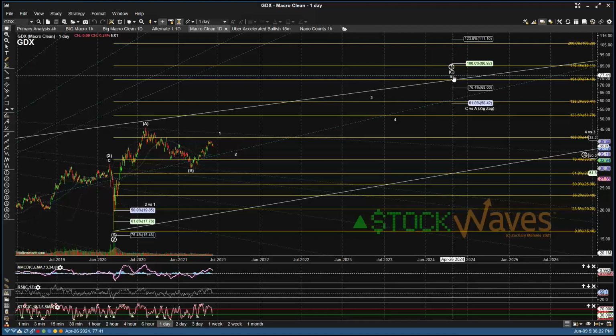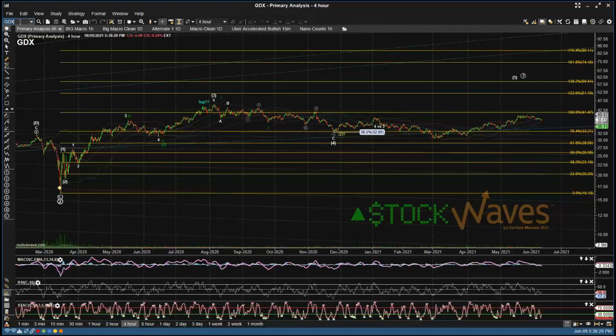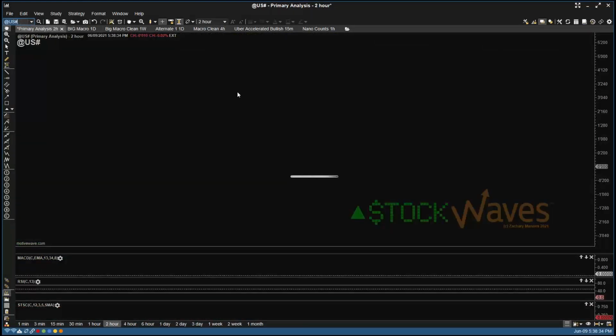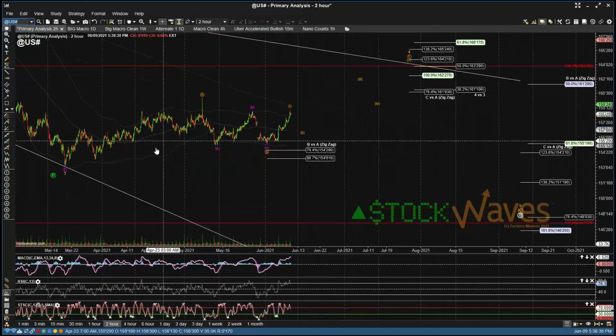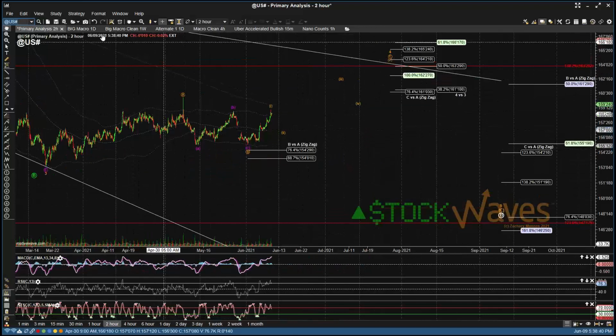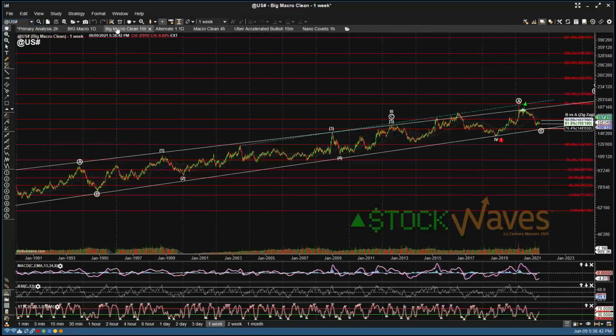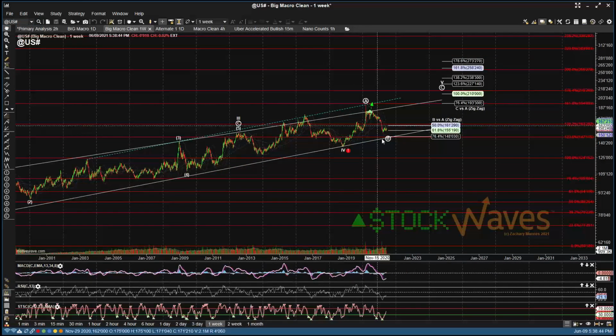All right, what else do we usually go over? Oh, maybe we can take a look at bonds. We'll take a look at the 30-year Treasury. And let me go to a larger degree move here.